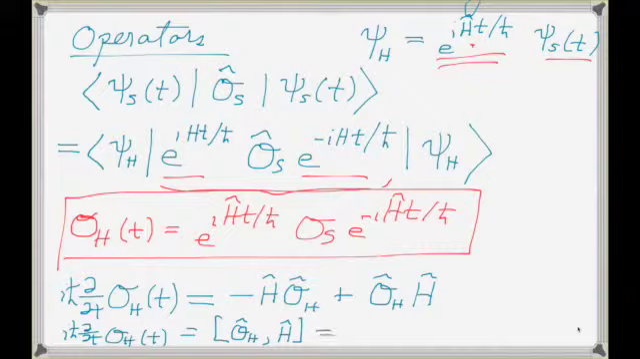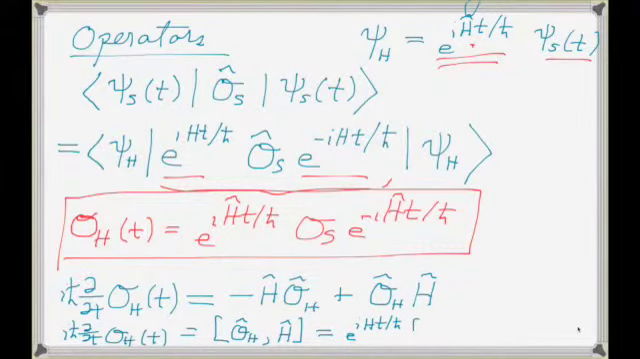And since these exponentials commute with the Hamiltonian, I can pull them outside of the commutator, and I have e to the i H t over h bar, the commutator of O_S with H, times e to the minus i H t over h bar. Okay, that's the Schrodinger and Heisenberg representations. And there's one last one.